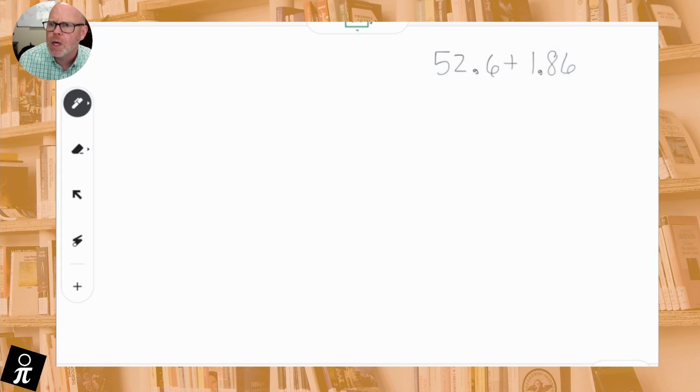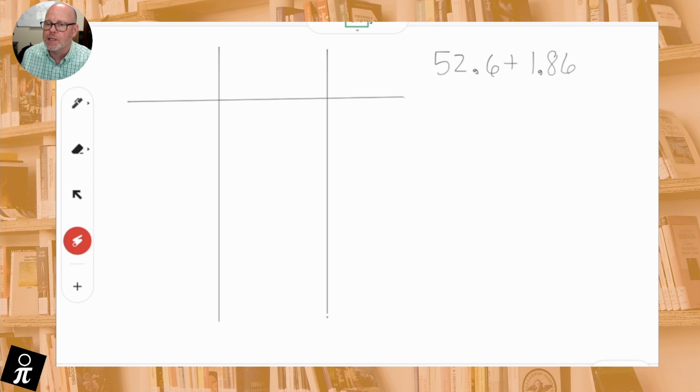All right. So 52.6 plus 1.86. So first thing I'm going to do, I'm going to begin with a place value chart. So I'm going to make my place value chart, and it's okay if it's all crooked. By the way, parents and teachers, I'm never going to give my students a place value chart that has already been filled in with the headers up at the top. Never. If I'm going to give them a place value chart, it's going to be blank. And the students are going to be the ones who have to fill in the place value chart.